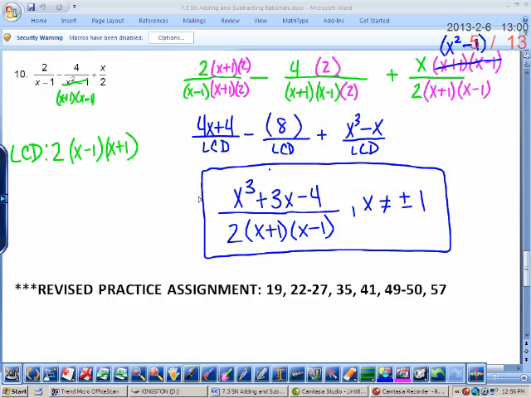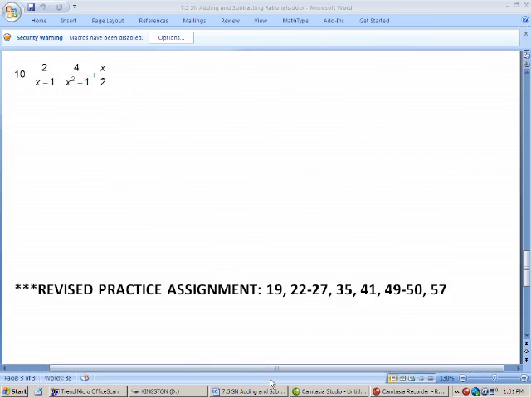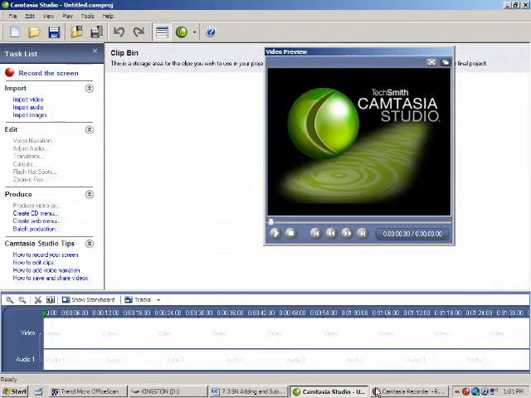All right, please look at the bottom of these notes. Guys, this is a completely different homework assignment. Same page, but totally different numbers, so just go ahead and rewrite it. 19, 22 through 27, 35, 41, 49 through 50, and 57. It's the same page as on the syllabus. I think it's 588. Yes, do this assignment. Don't worry about the one on the syllabus.